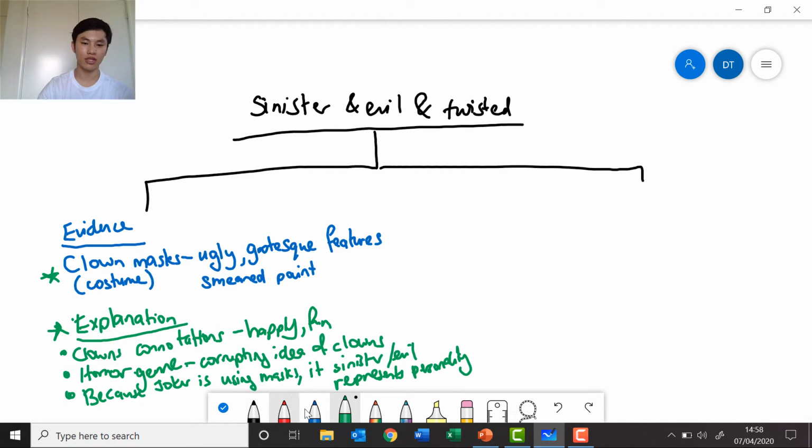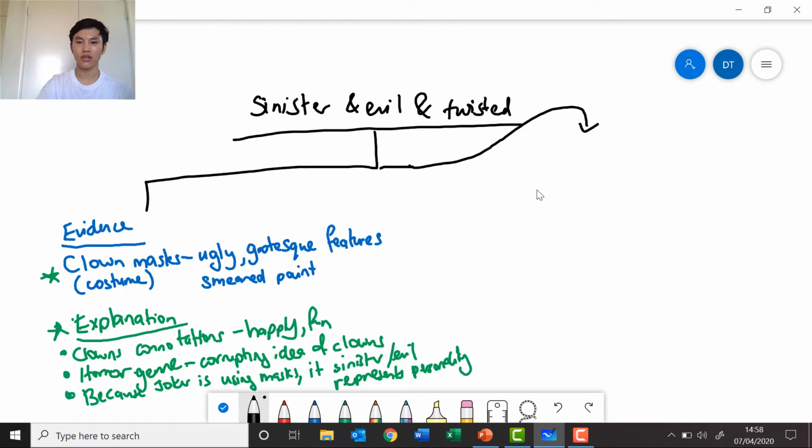Okay, let's have a look at something a bit more complex. So I'm actually going to need more space here. So I'm going to bring this up here. So evidence 2. Instead of just talking about a single piece of evidence now, I'm going to talk about a group of evidences or group of techniques that have been used to create this sinister and evil aesthetic.